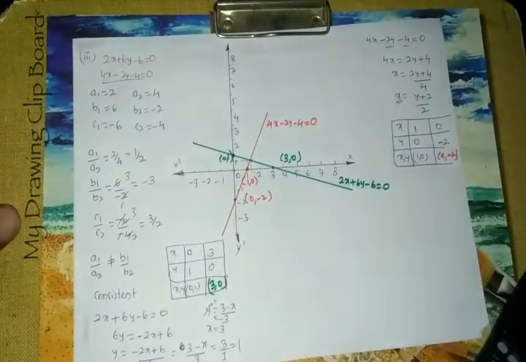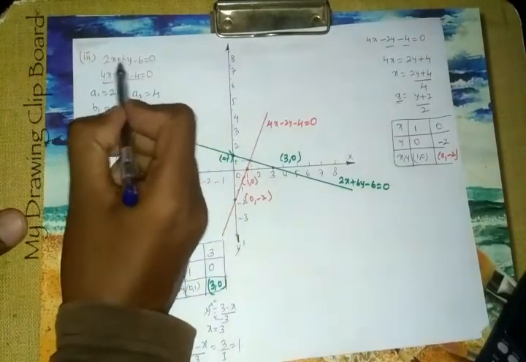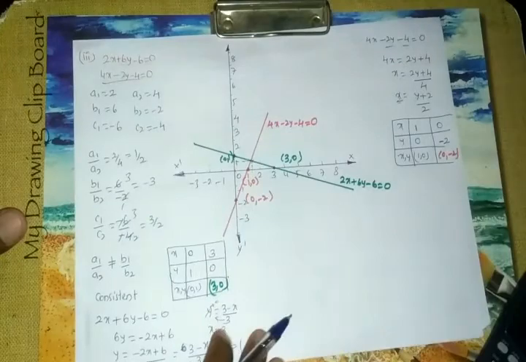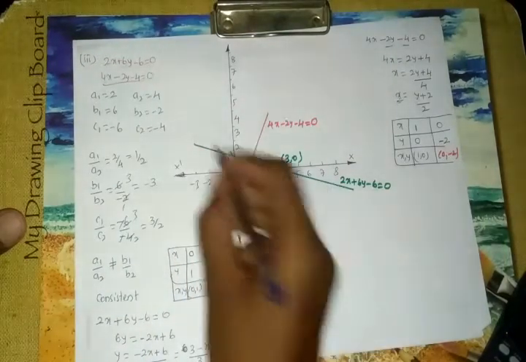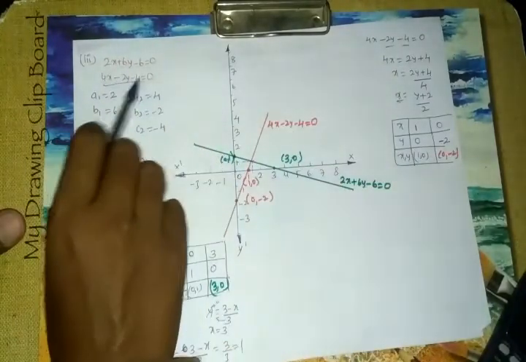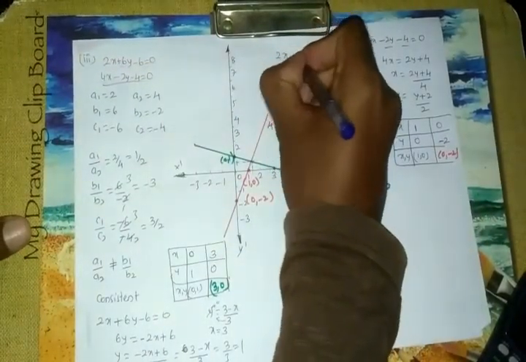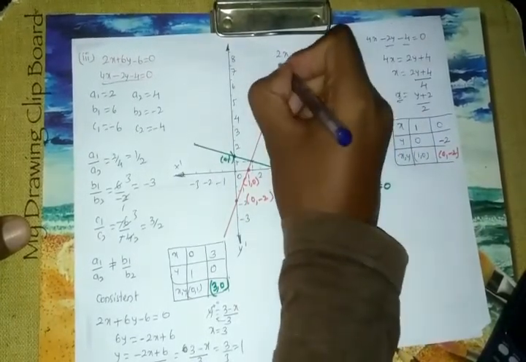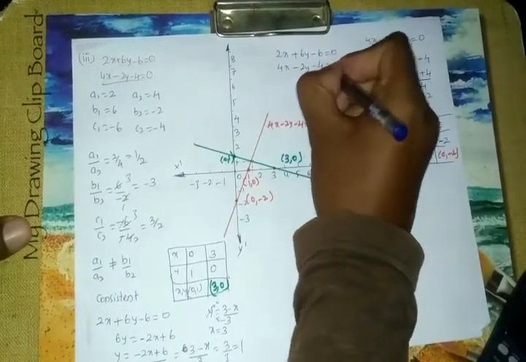In the NCERT textbook, the equation is given as 2x plus y. I have taken 6y. Let it be. This is the procedure for how we are going to find it. Okay, let me try to get the solution algebraically. So 2x plus 6y minus 6 equals 0, and 4x minus 2y minus 4 equals 0.